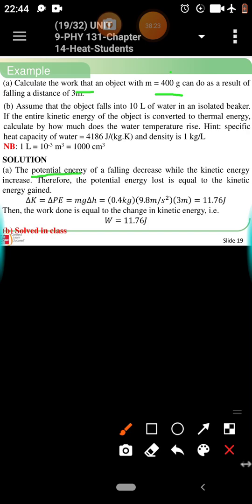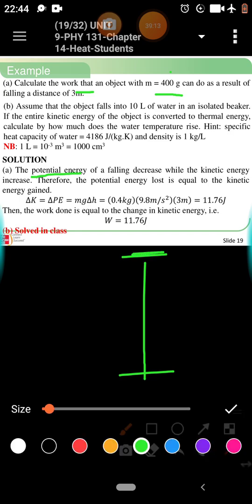the potential energy of falling decreases while the kinetic energy increases. So the potential decreases when the thing falls, the potential energy decreases while the kinetic energy increases. Therefore the potential energy lost is equal to the kinetic gain.